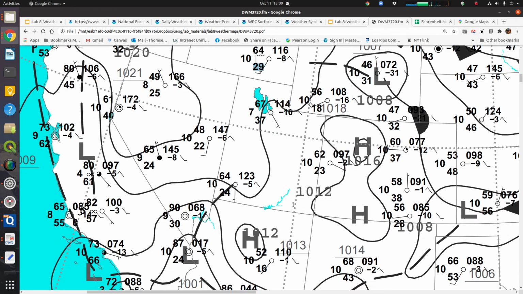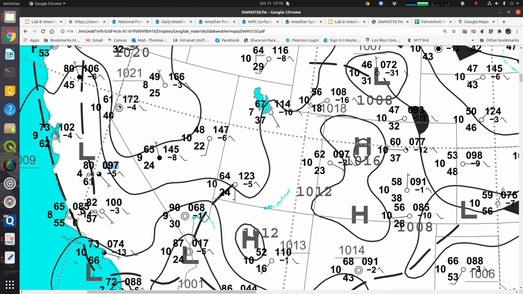So the whole point of this is to pay attention to the isobars. Like if this is one, it's 097. If the numbers on the map are between 0 and 500, stick a 10 in front. So that's 1009.7. So this is probably the 1008 millibar.